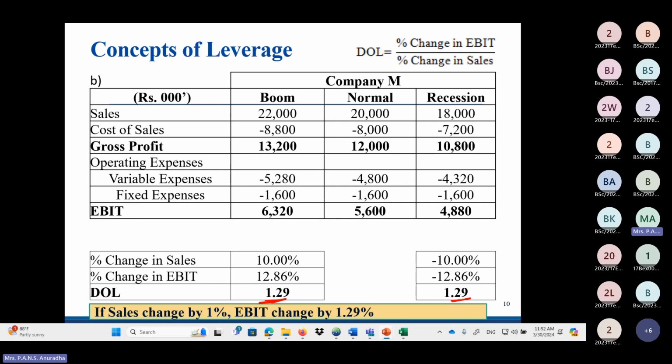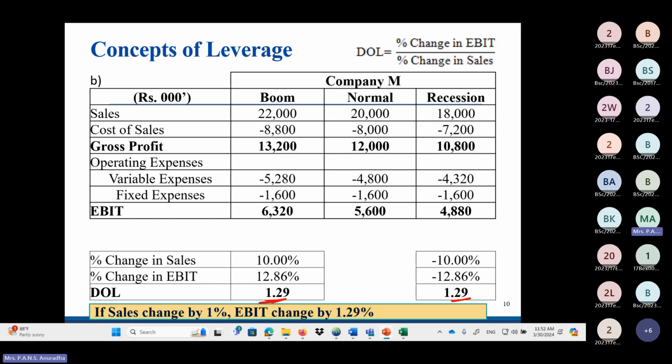Degree of operating leverage for the company M is 1.29. So how to interpret this 1.29? What is the meaning of that? It means that if sales change by 1%, EBIT is changing by 1.29 for the company M. If sales increase by 1%, EBIT is increasing by 1.29. If sales decrease by 1%, EBIT is decreasing by 1.29.